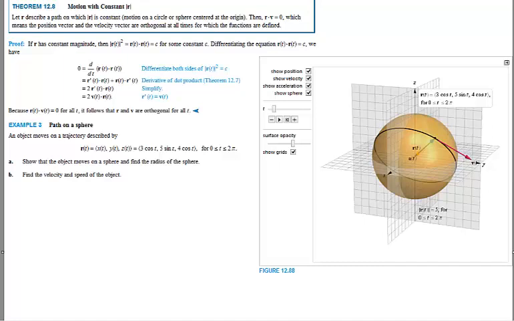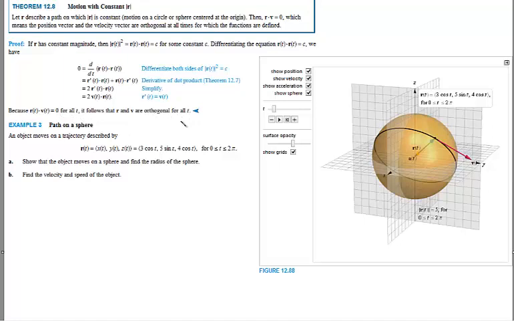Theorem 12.8 and its following proof are showing us that the position vector and the velocity vector are orthogonal at all times. The proof goes through showing that the dot product of the position vector and the velocity vector is equal to 0 for all time t, showing that they're orthogonal.